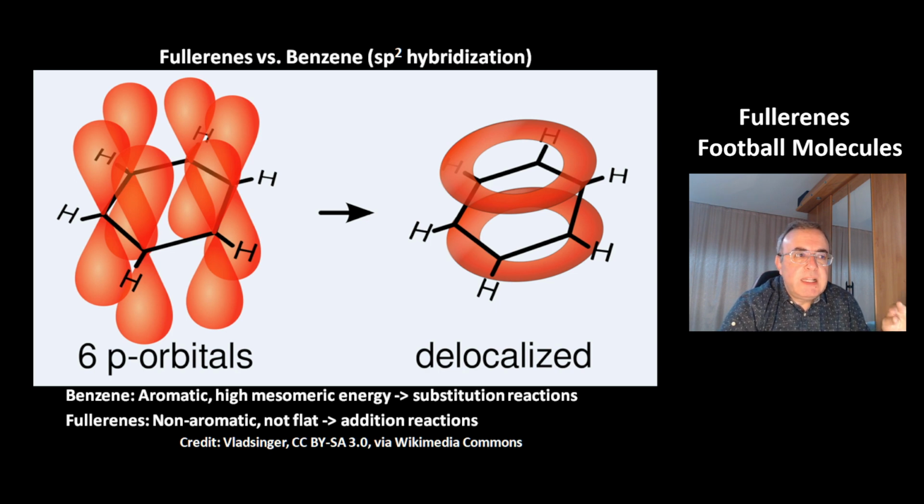Benzene is known for its high mesomeric energy. It is aromatic. And this ring is a very stable structure. That's why benzene likes substitution reactions, which maintain this structure. Fullerenes are non-aromatic because they are not flat, and they like addition reactions.